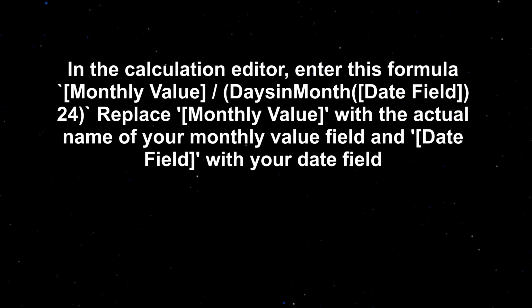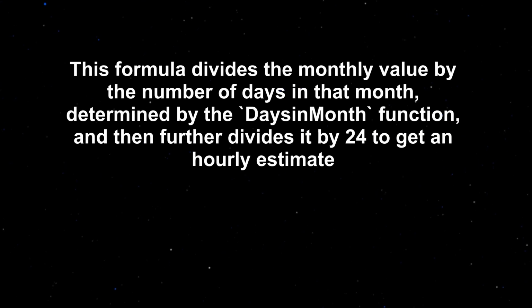Replace monthly value with the actual name of your monthly value field, and date field with your date field. This formula divides the monthly value by the number of days in that month, determined by the DAY function, and then further divides it by 24 to get an hourly estimate.